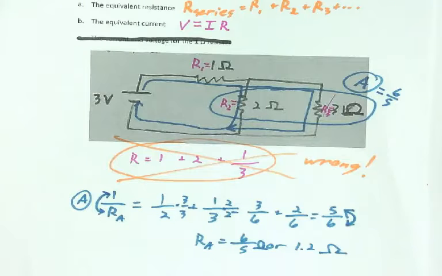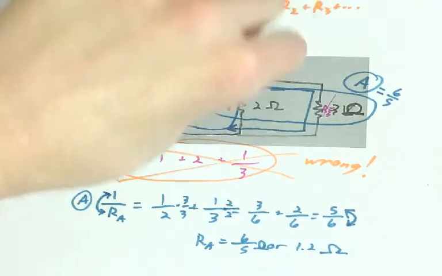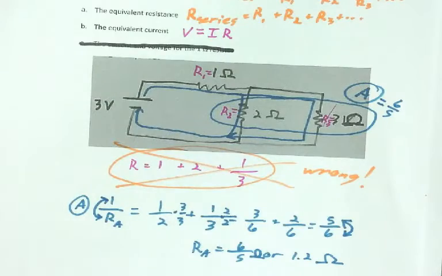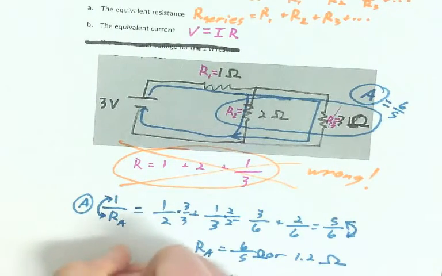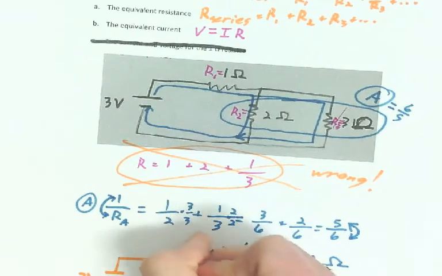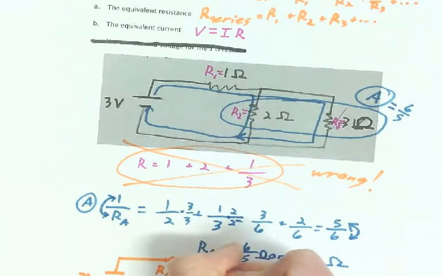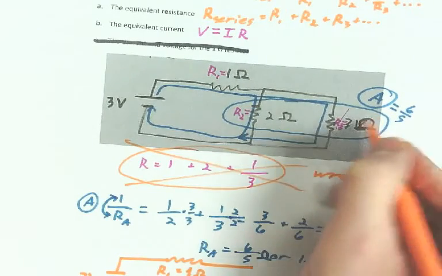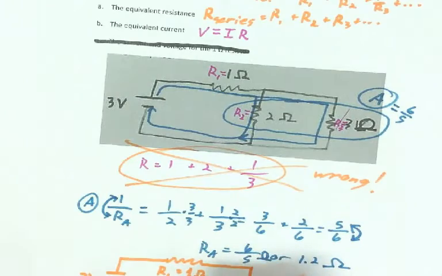Okay, now I'm going to redraw the circuit. I'm going to draw the circuit again, but instead of having R1 plus R2 plus R3, I'm going to redraw it with A. So my new circuit is going to look like this. Battery, 3 volts, connected to R1, which is 1 amp, 1 ohm. But I connected these two into A. So instead of having 2 separate ones, I'm going to have one.